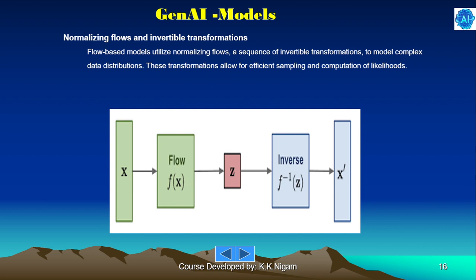Normalizing flows and invertible transformations. Flow-based models utilize normalizing flows, a sequence of invertible transformations, to model complex data distributions. These transformations allow for efficient sampling and computation of likelihood.